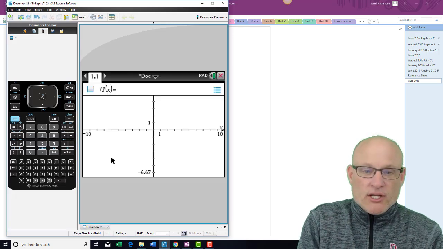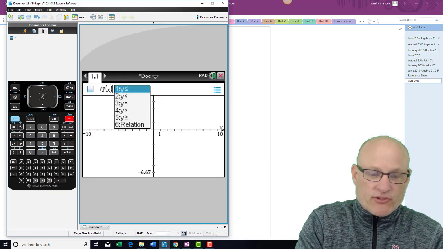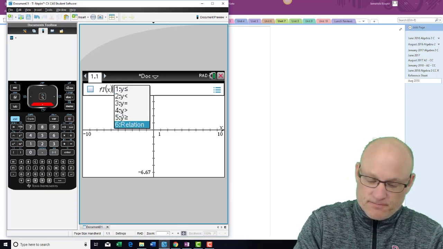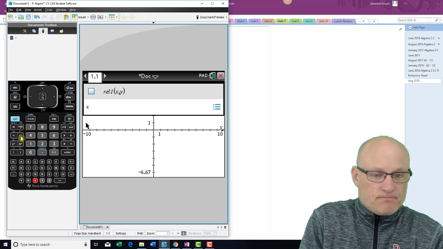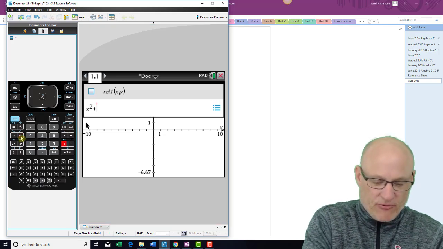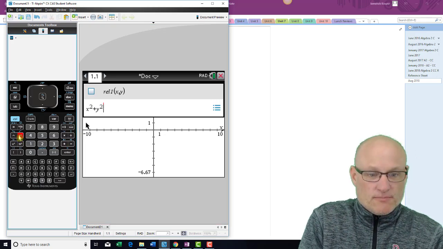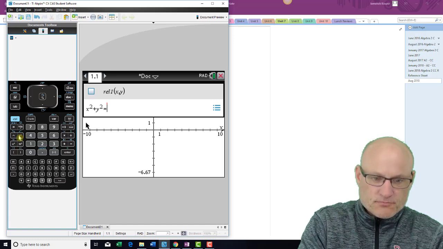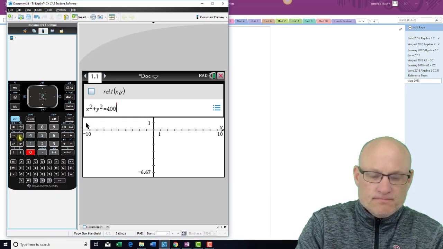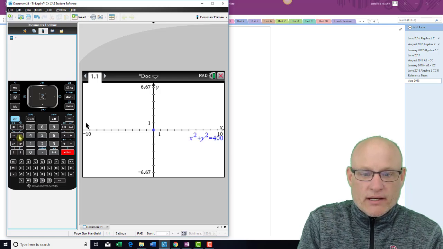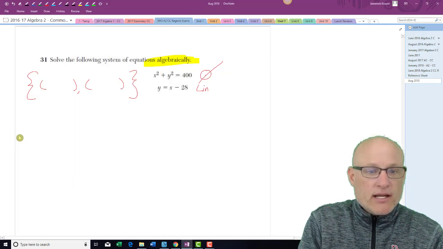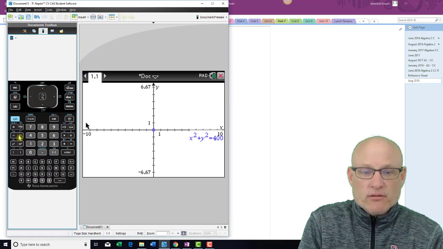All right, so in order to graph a circle, though, a circle's not a function. You have to graph it as a relation. So it's x squared, and you can do this on the 84, I believe, too. You can graph a circle. Equals 400. Shabam. What in the heck? I did not type that in right. X squared plus y squared equals 400.